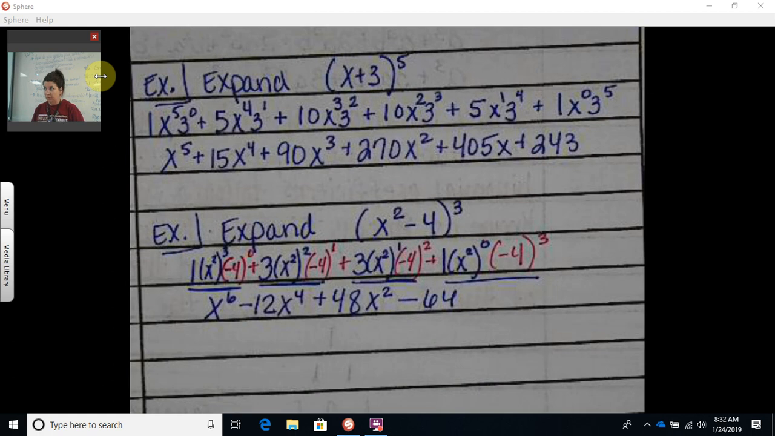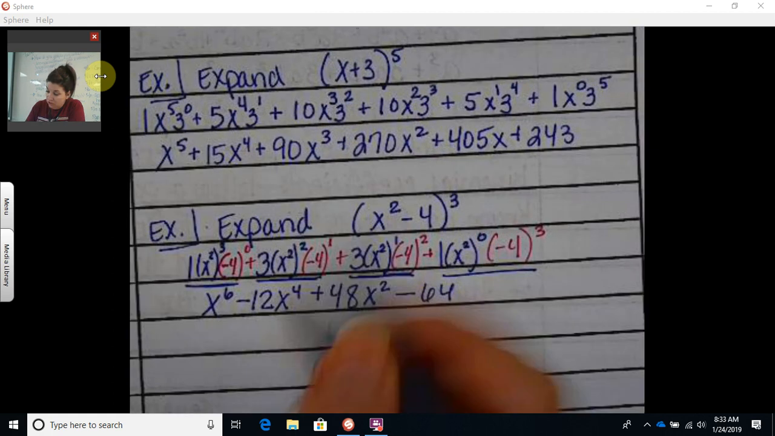Pretty cool. We have room for another one. Do we need to do another one? Because I'm going to give you some work to do. I don't have any room. You don't have any room? You see the pattern? Do we need to do another one? You want me to? Okay. Let's do b plus 2 quantity raised to the 5th power.